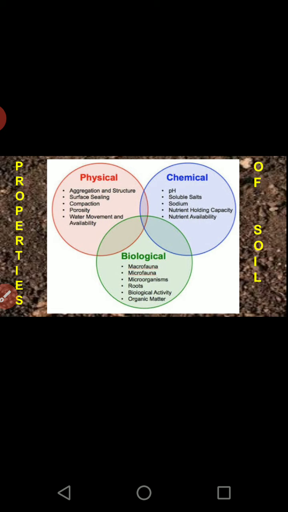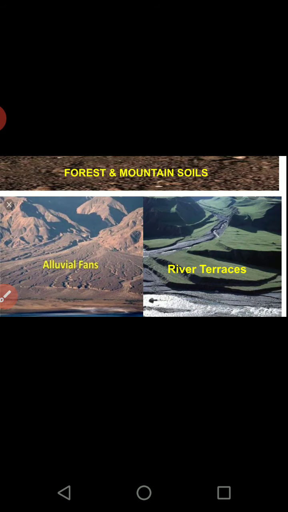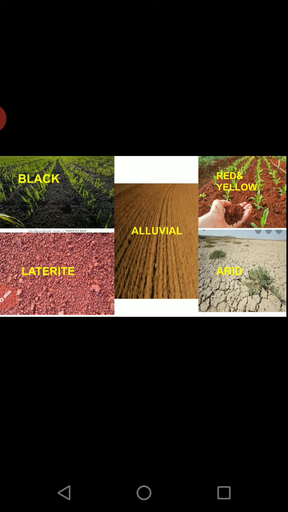The thing is that all these properties are different in different soils. Because of that, you do not have soils of one single type. We have a variety of soils. So depending upon all these properties, we find that soils are of various types.